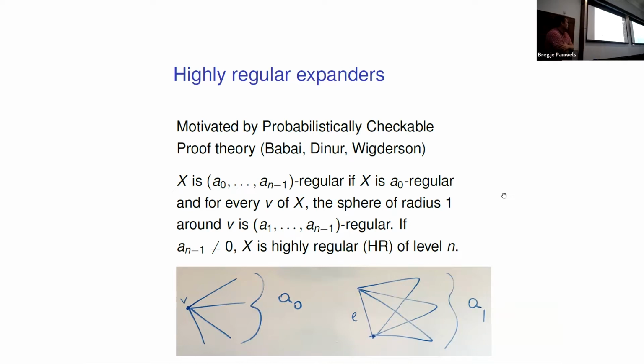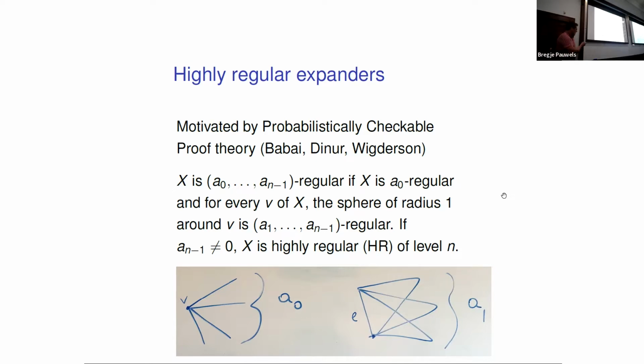So what do I mean by highly regular expanders? Well, an expander by definition is a k regular graph, so every vertex is on k edges. Now I can ask that moreover, if I look at, let's say, an edge, I want that the number of triangles on an edge is also a fixed number, A1. And then I can ask, oh, maybe the number of pyramids on a triangle is a constant number, A2, etc. So if I can do that up to a certain level, I will call my graph highly regular of level n. And of course, I want these numbers to be non-zero, otherwise you could achieve high regularity very easily, right?